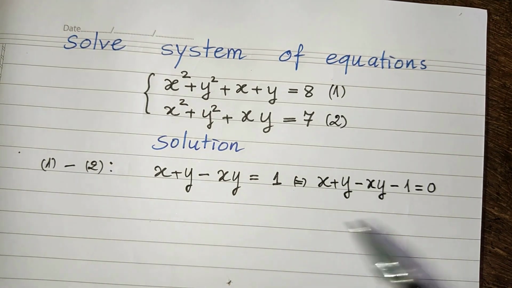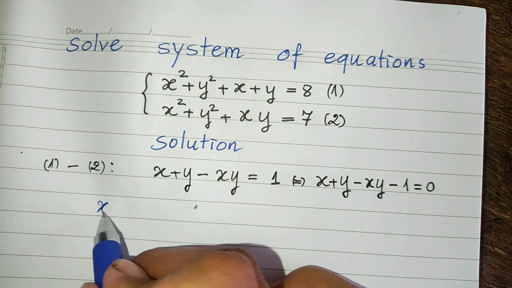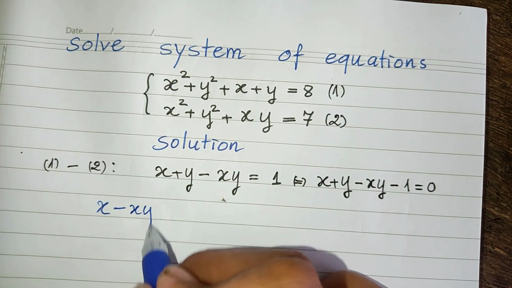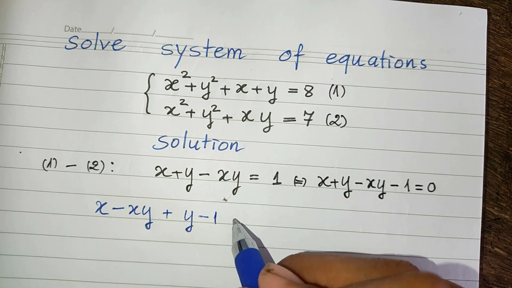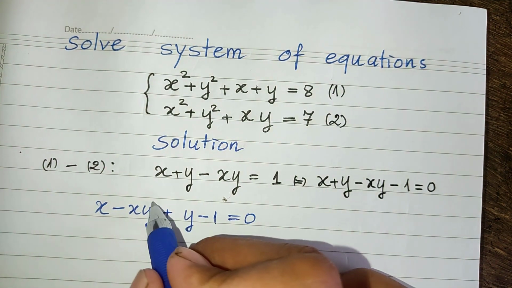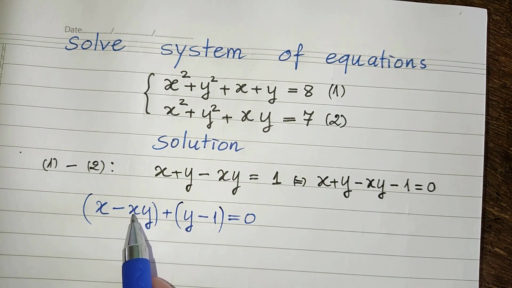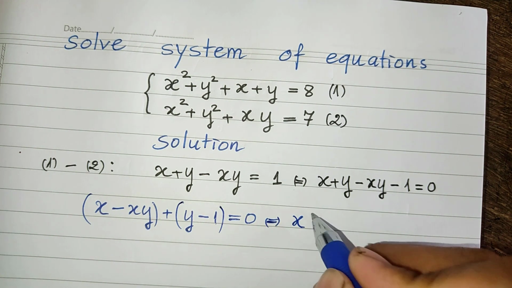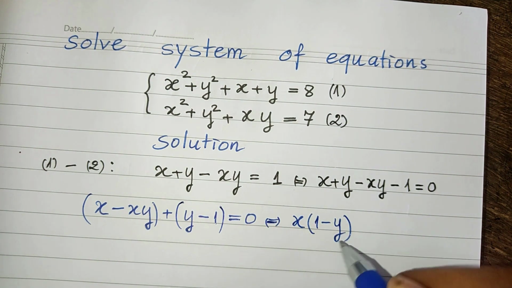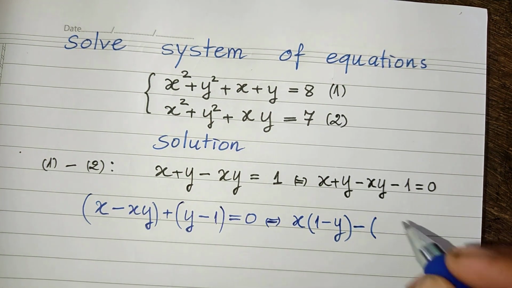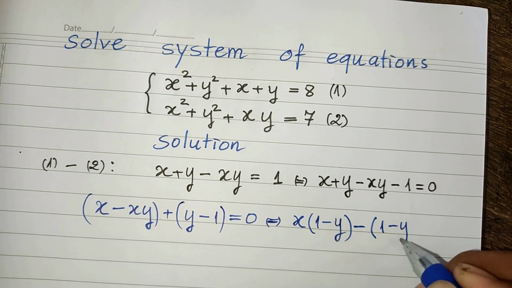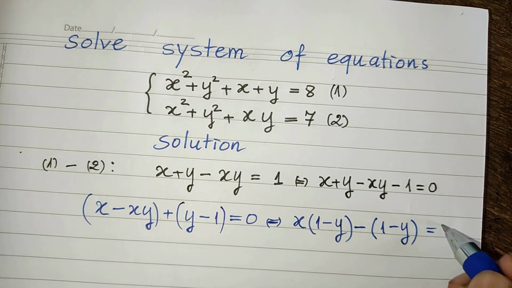Now I group this into factors. I can write x minus xy plus y minus 1 equals 0. So we group this, and take x out as a factor. We get x multiplied by 1 minus y, and then I take minus 1 out, so we get minus 1 multiplied by 1 minus y, equals 0.